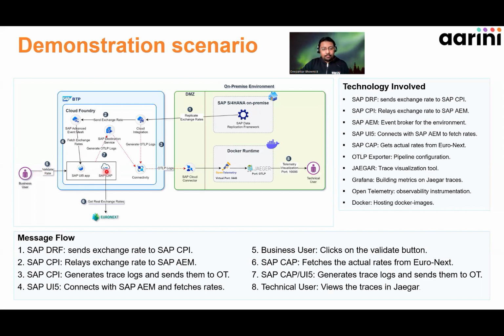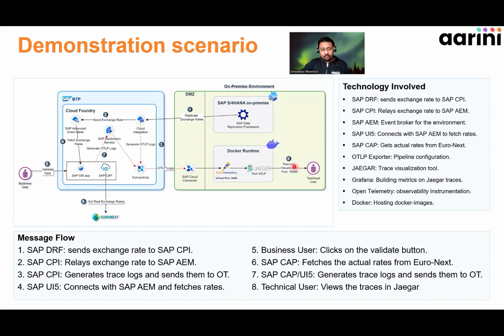And that happens by this particular third-party app, from which the validation happens. So you can see there are so many different applications. There is cloud integration, this is Advanced Event Mesh, there's UI5, there's a CAP application. All of them are generating logs, and all of the logs will be sent out to OpenTelemetry, which is installed in Docker, and they will be ready for visualization to a technical user as well as to a business user. This is the end of the first part of the video, and now we will directly launch into the second part.